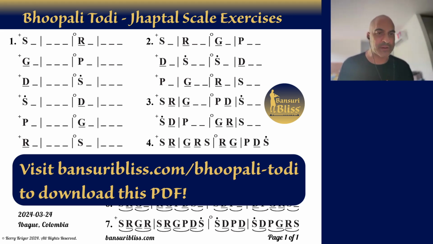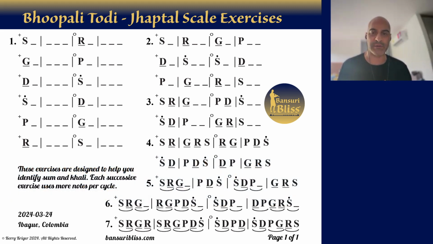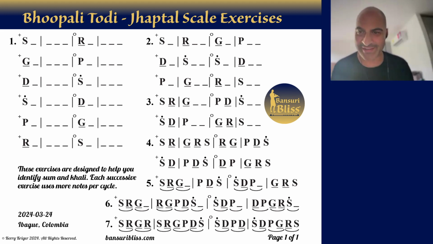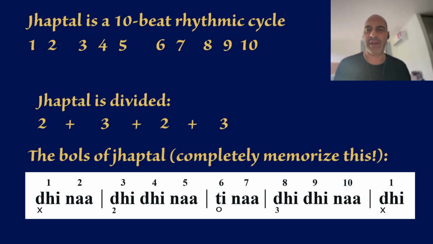So here's number 1. So just look at this. What is Jhaptal? Dalip, what does Jhaptal mean? I can't hear you. Jhaptal is a 10-beat rhythmic cycle. All right. Don't confuse it with rupak, and even so, we wouldn't describe tals with notes. We'd describe them with beats. All right. So Jhaptal is a 10-beat rhythmic cycle divided 2 plus 3 plus 2 plus 3.